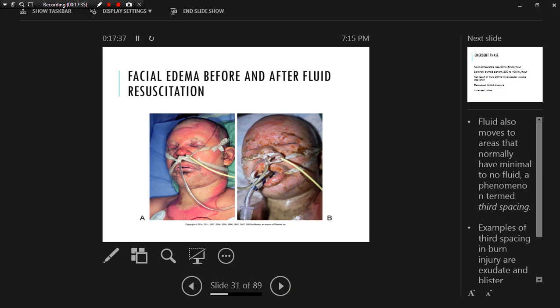And so this is just a look at a patient, and we know that these patients are going to swell, but the fluid is not in the appropriate places. So we still have to volume resuscitate them despite the fact that they're going to swell, because we need to maintain circulating volume.